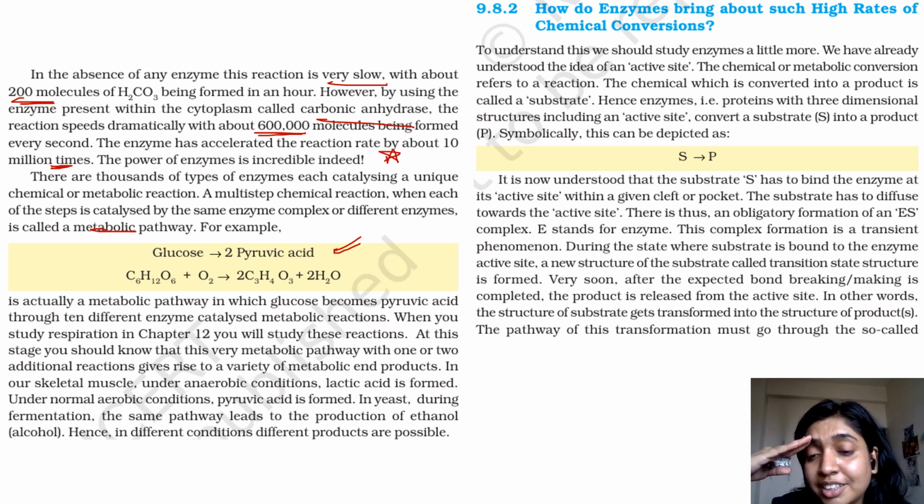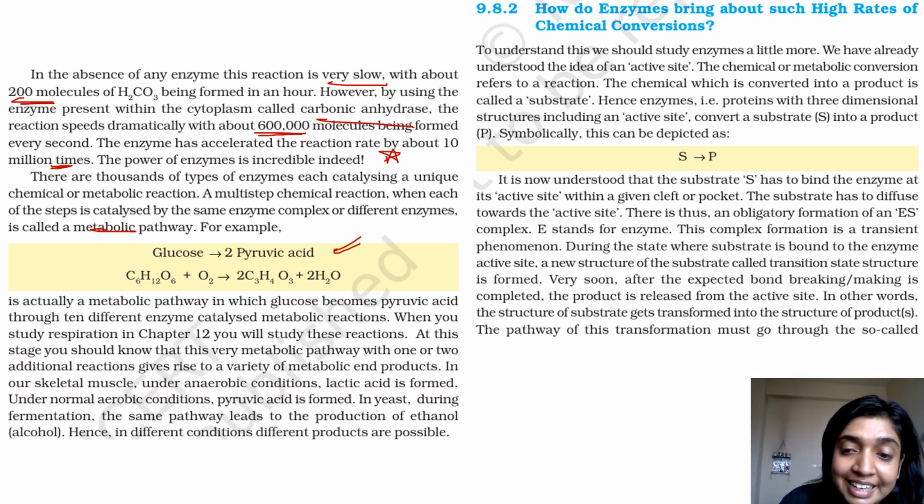This is another task for you. Find out in which cycle the glucose is converted to pyruvic acid. What is the name of that particular cycle? All right. When you study respiration in 12th, you will study these reactions.